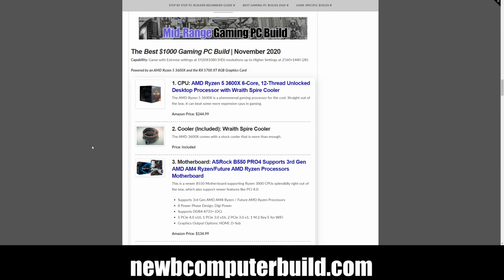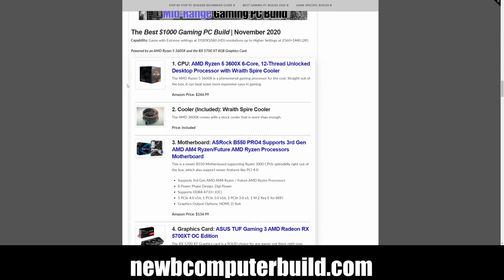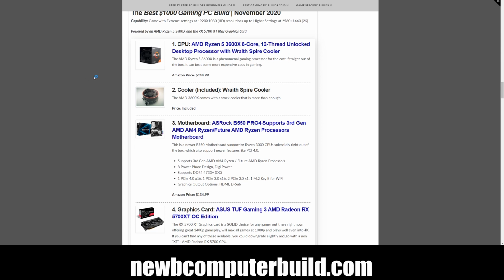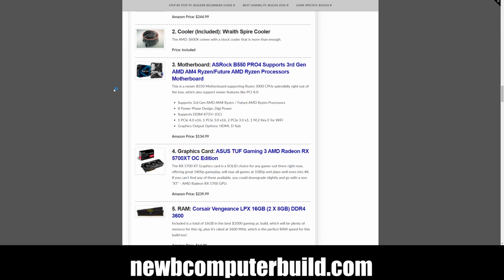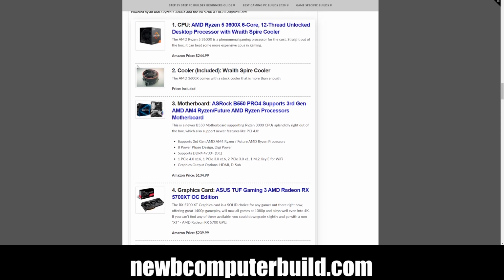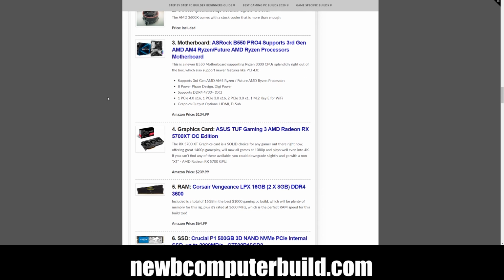The next build we have is the $1,000 build. This is the build for those of you that want to game at extreme settings at 1080p and higher settings at 2K resolutions. You'll be able to max out at both of those in most games out there, so not a problem. The CPU we have is the Ryzen 5 3600X. It comes with a cooler, the Wraith Spire cooler. The motherboard we have here is the ASRock B550 Pro 4, $134.99. The CPU was at $244.99. Again, a little cheaper than it was the previous month.